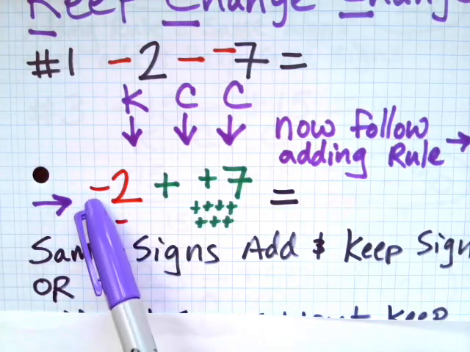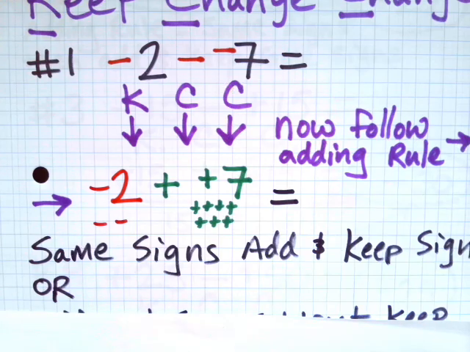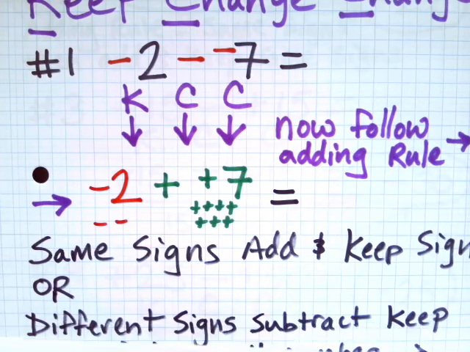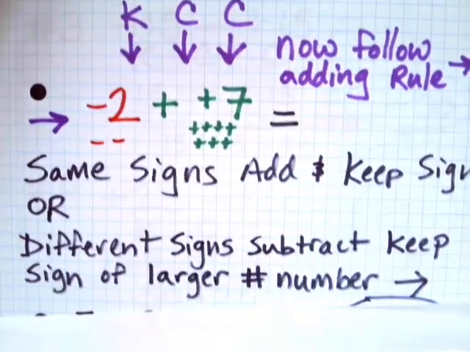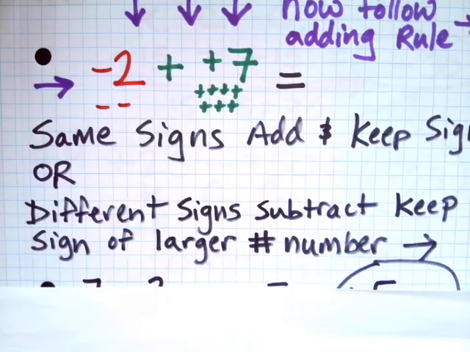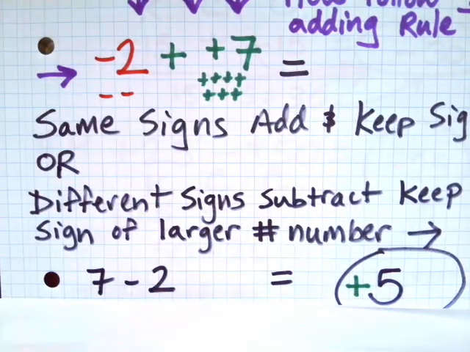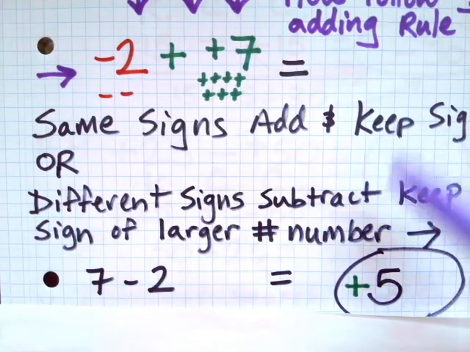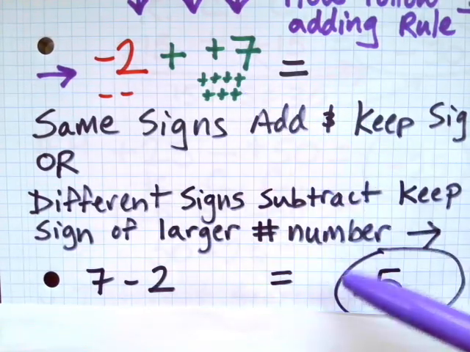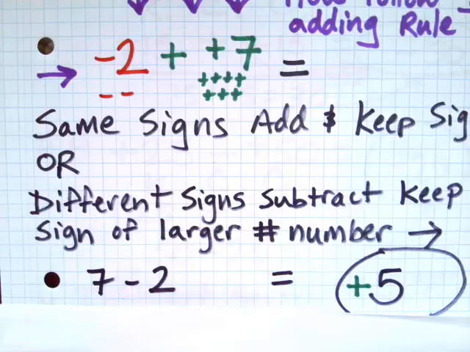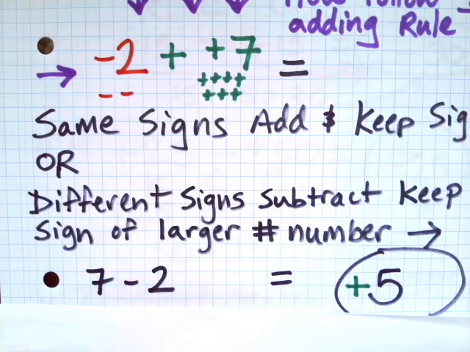Addition rule, when the signs are different, subtract, keep the sign of the larger. So different signs, subtract, keep the sign of the larger number. So 7 minus 2 is 5. I have more positives than negatives, so that's the sign I keep in my answer.